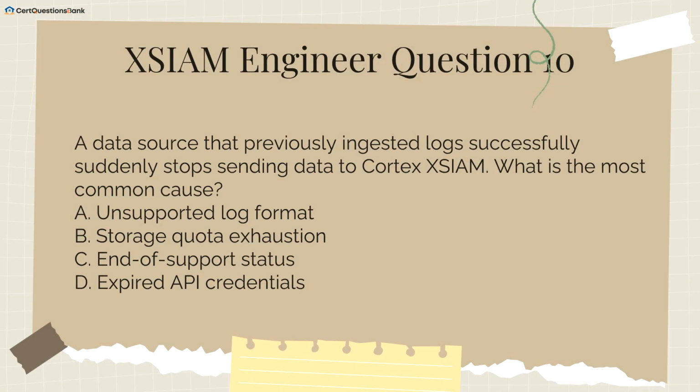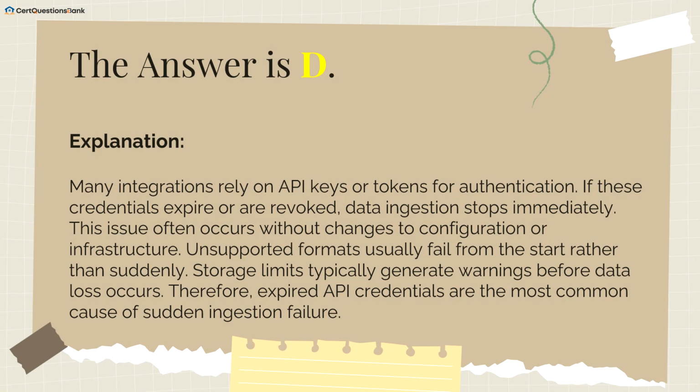A data source that previously ingested logs successfully suddenly stops sending data to Cortex XSIAM. What is the most common cause? A. Unsupported log format. B. Storage quota exhaustion. C. End of support status. D. Expired API credentials. The answer is D.